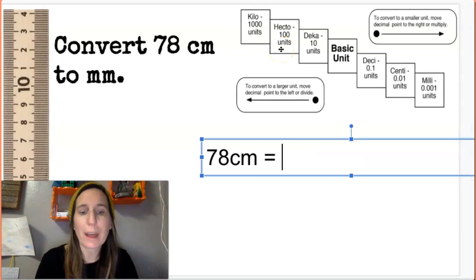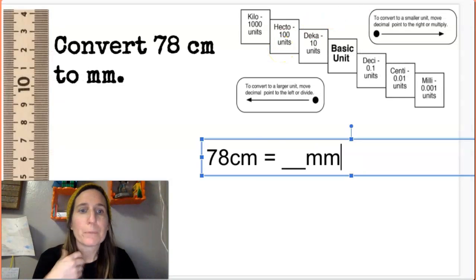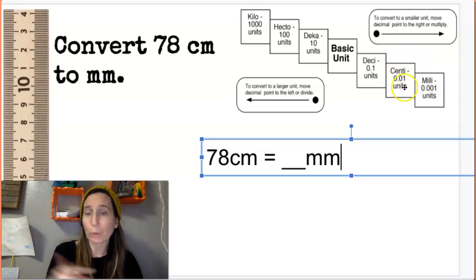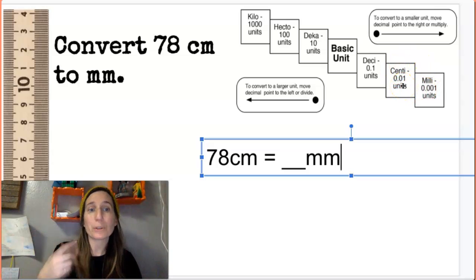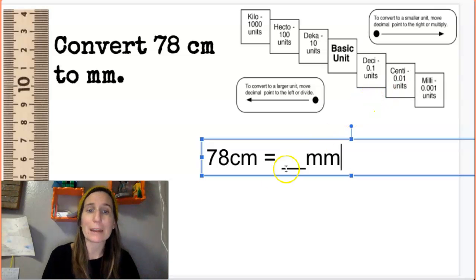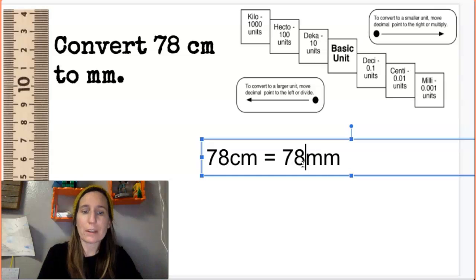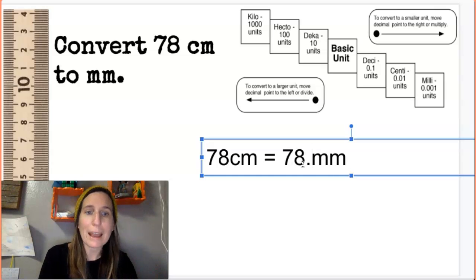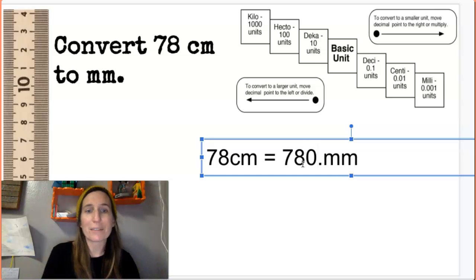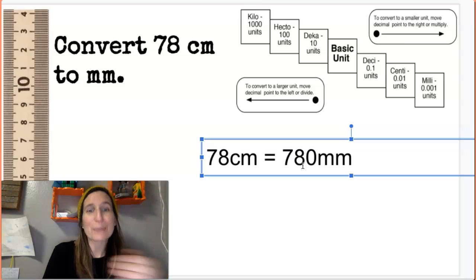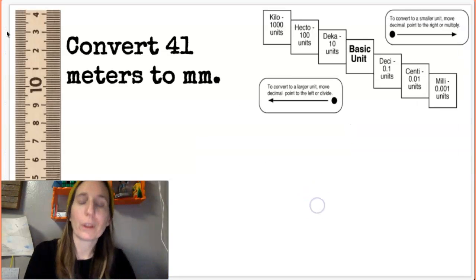Let's look at another example. 78 centimeters is equal to how many millimeters? If we have centimeters here, and millimeters are smaller, we want to move the decimal one place to the right, or multiply by 10. We would start with 78, and the decimal point would be here. If we move it one place to the right, we would have 780. So 780 millimeters is equal to 78 centimeters.